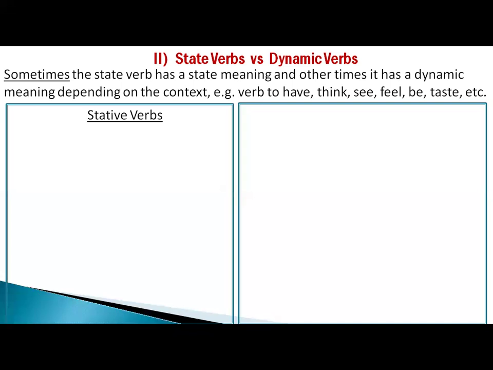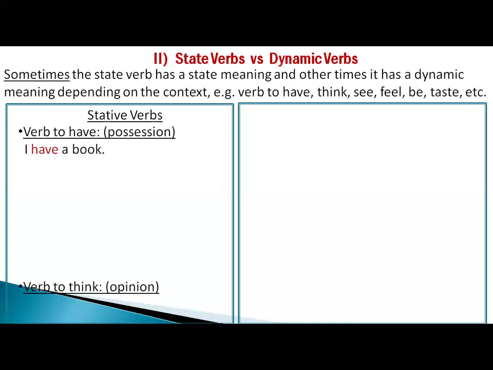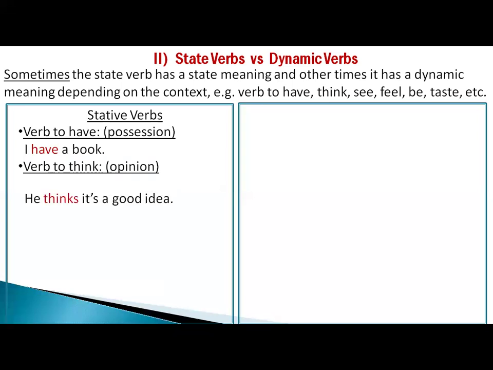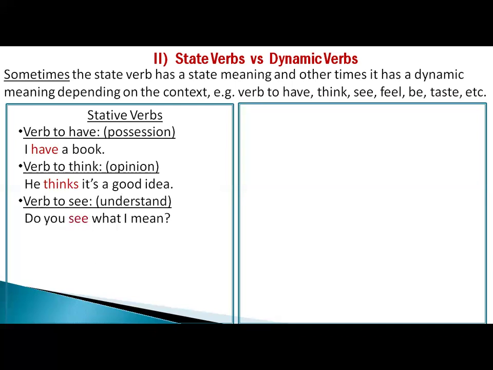Let's start with the stative verbs. Verb to have, meaning possession: I have a book. Verb to think, meaning my opinion: He thinks it's a good idea. Verb to see, meaning to understand: Do you see what I mean? Verb to be, meaning a permanent state, a permanent quality: He is a teacher.